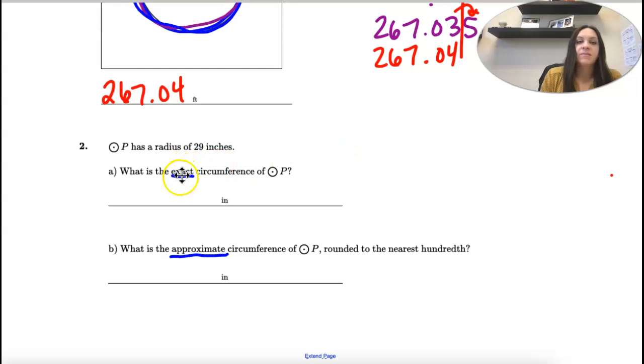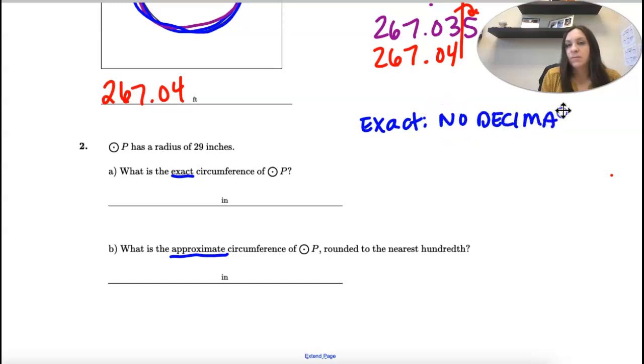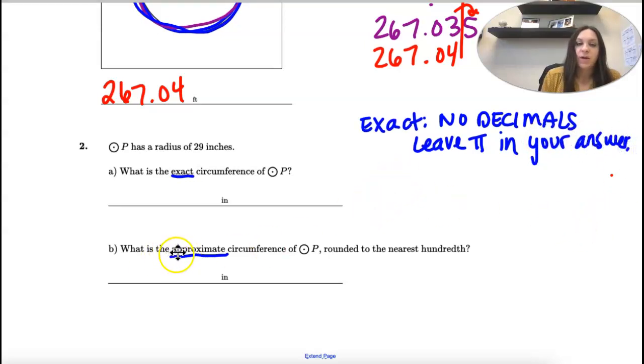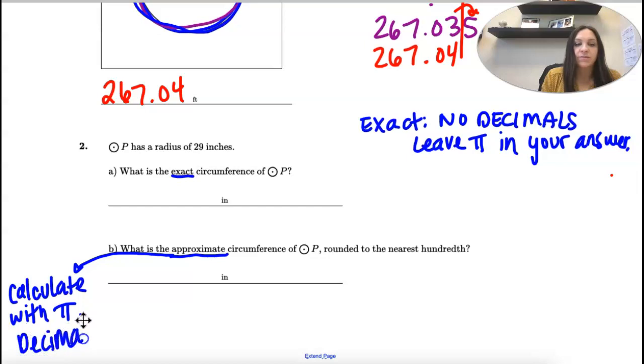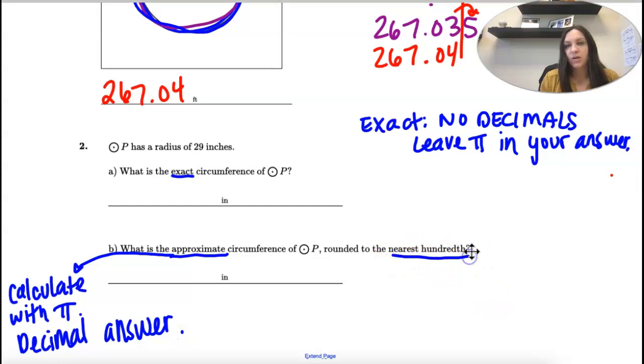So exact, let's write it out here. When it asks for exact, no decimals. You're going to leave pi in your answer, because pi is what makes it have the decimal. When it talks about approximate, that means calculate pi. So calculate with pi, and it's going to be a decimal answer. And then we always round to the nearest hundredth. It should tell you on most of them, but if it doesn't, you round to the hundredth.